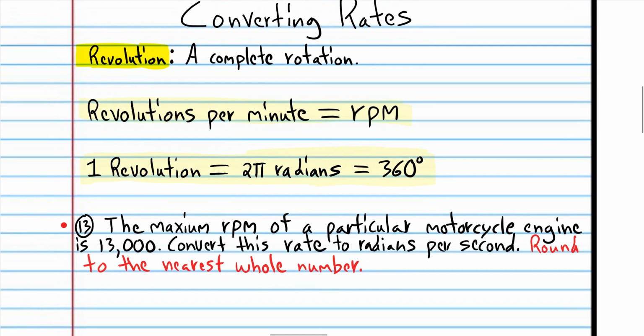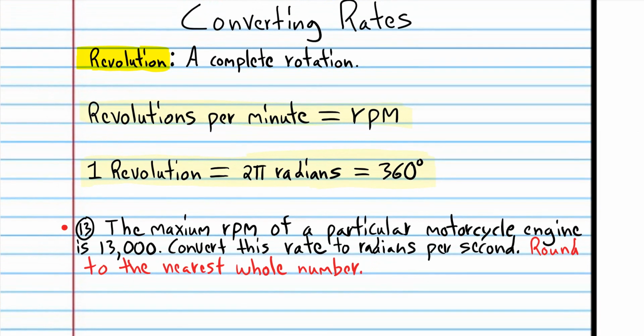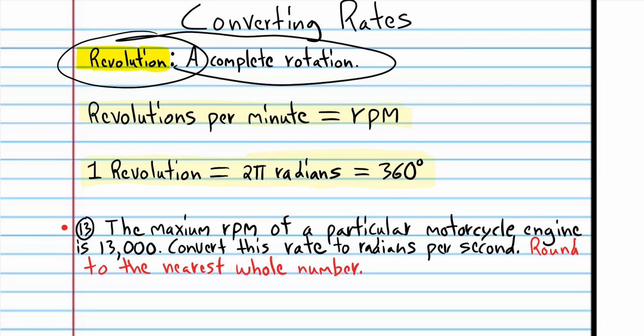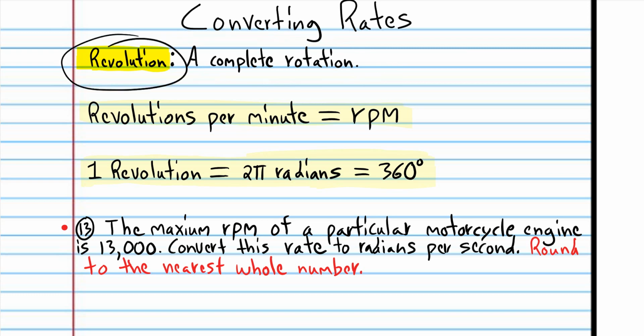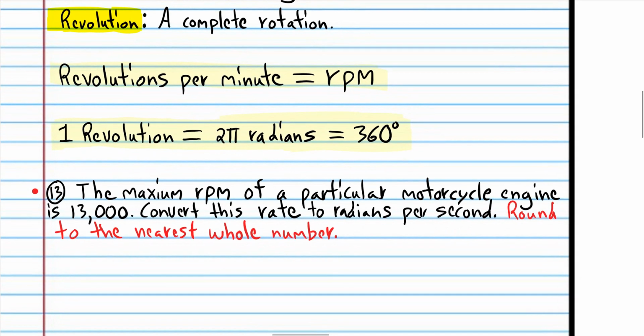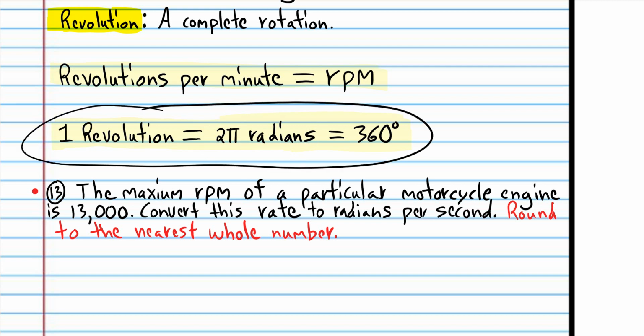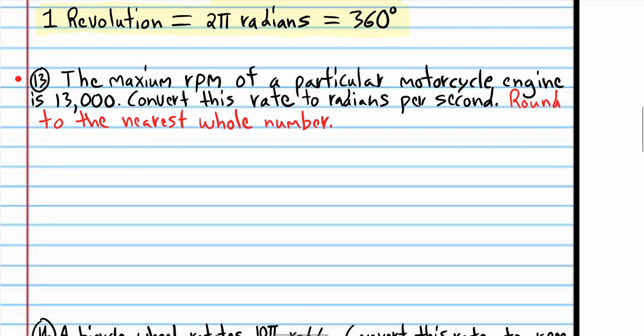So it's important to understand that a revolution is one complete rotation. That's just a fancy word that means a complete rotation. So one revolution is equal to 360 degrees. And if we write that angle measure in radians, it's 2 pi radians. Remember, we learned in the previous class that 2 pi is a complete rotation. So this is very, very important for these types of problems. Let's try a practice problem.